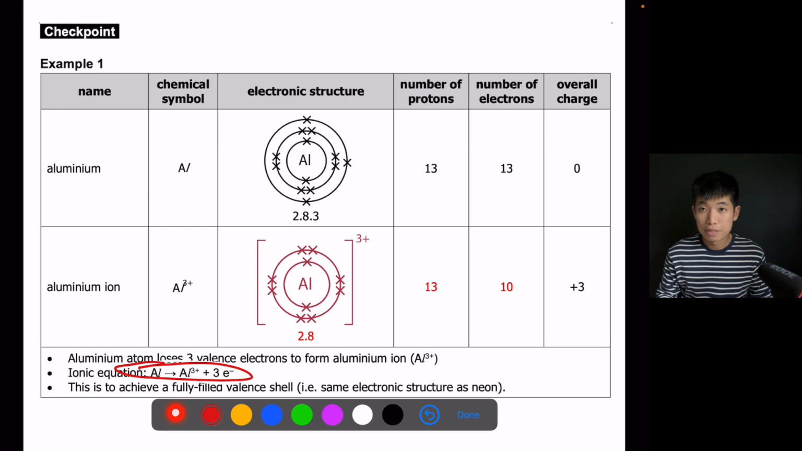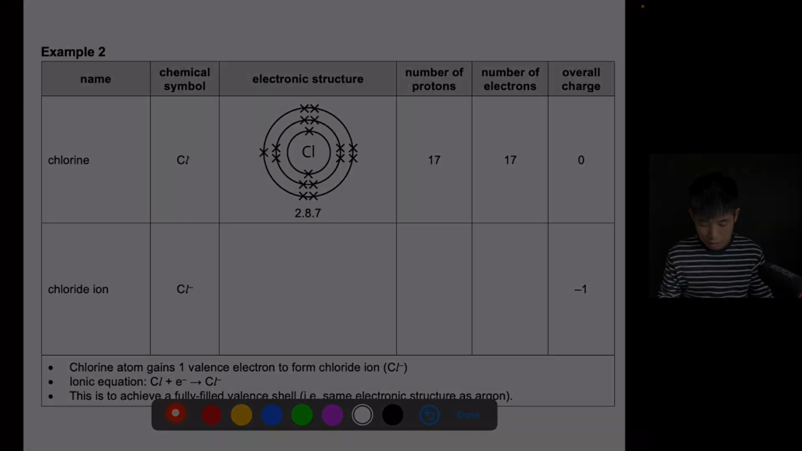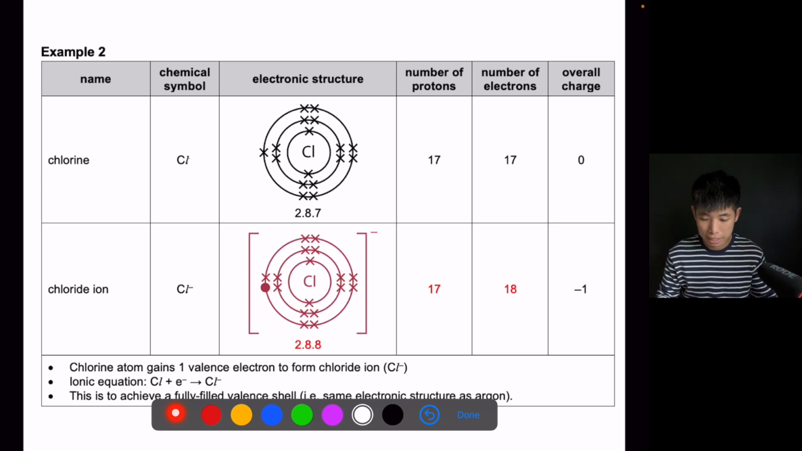Since the aluminum ion has 10 electrons, it has the same electronic configuration as the noble gas neon. Let's try the next example for chlorine. Pause the video, give it a try first before we resume. Since chlorine has 7 valence electrons already, it just needs 1 more to have a fully filled valence shell. This means that chlorine will gain an electron to form the chloride ion.